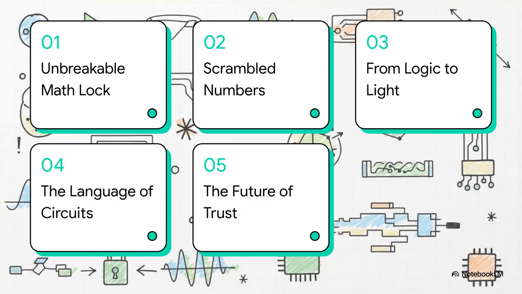So, here's our roadmap. We're going to start with the big idea, the unbreakable math lock. Then, we'll get into the clever clock math that scrambles numbers. After that, we make the jump from logic to light, from true and false to actual voltage. Then we'll get our hands dirty with the language of circuits themselves. And finally, we'll pull back and look at what this all means for the future of trust.